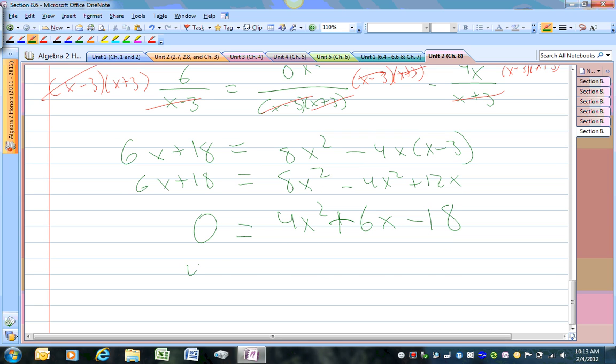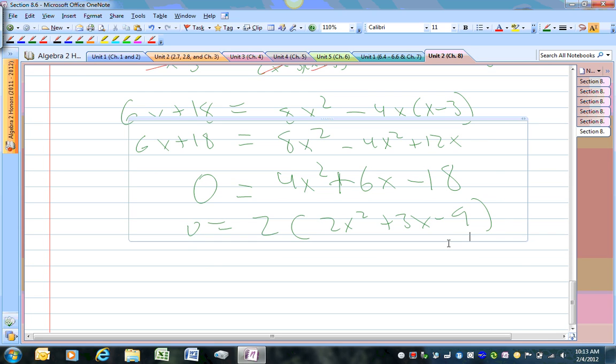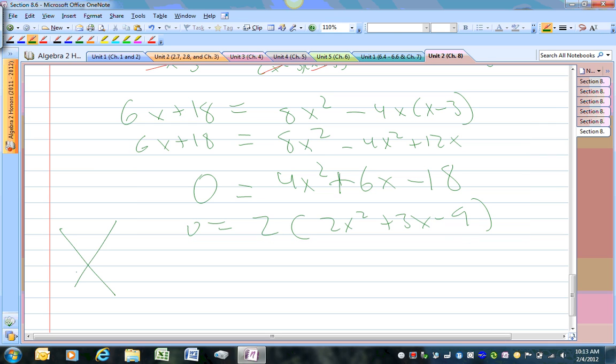You can factor out a 2. 2x squared plus 3x minus 9. You can factor it. That'd be a negative 6 and 6 and negative 3. So we got 2x squared plus 6x minus 3x minus 9. Makes it plus negative. Factored by grouping.